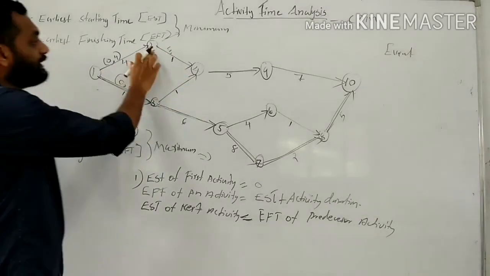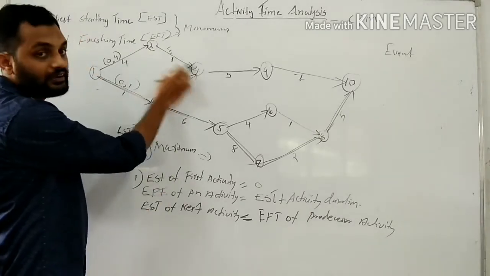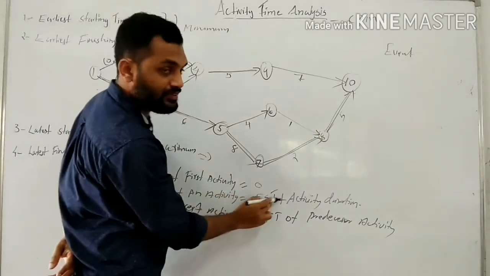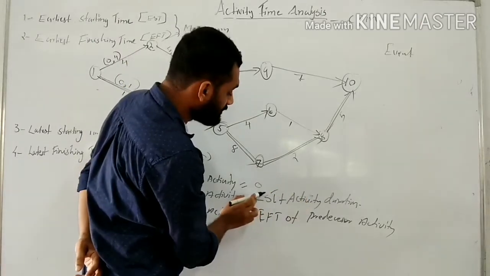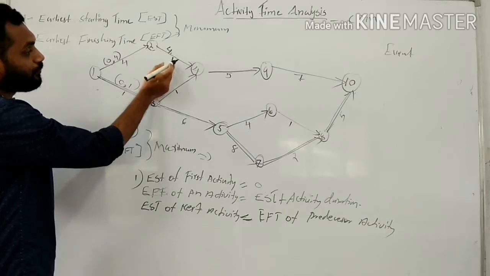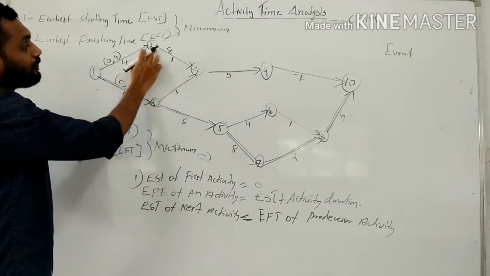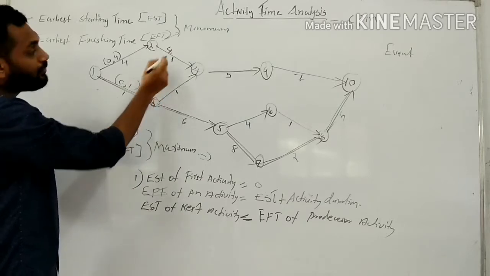Then EFT of 2 to 4 is equal to EST plus activity duration. That is 4 plus 1. The activity duration of 2 to 4 is 1. 4 plus 1 is equal to 5.